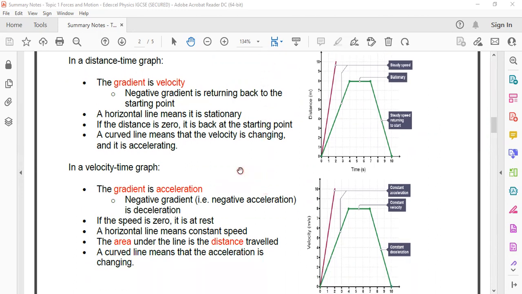In a velocity-time graph, we talked about that the gradient is acceleration. A negative gradient would mean negative acceleration, or we also use the term deceleration. If the speed is zero, that means it is at rest. Again, a horizontal line means constant speed. The area under the line is the distance traveled, and a curved line means that the acceleration is changing.